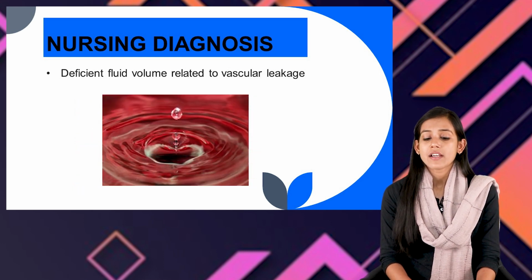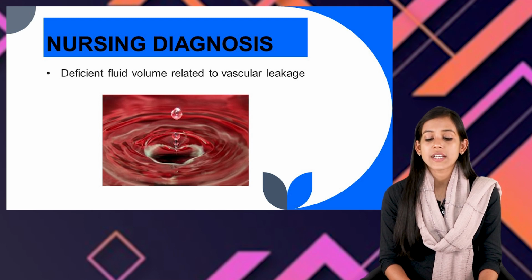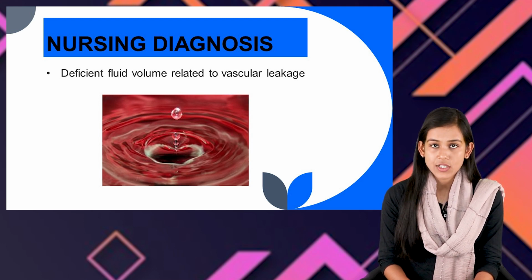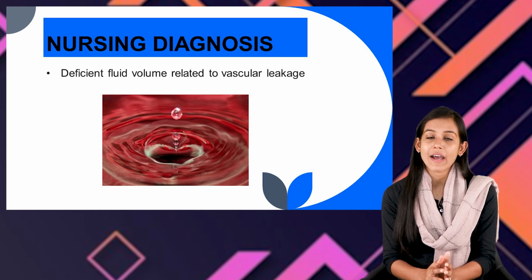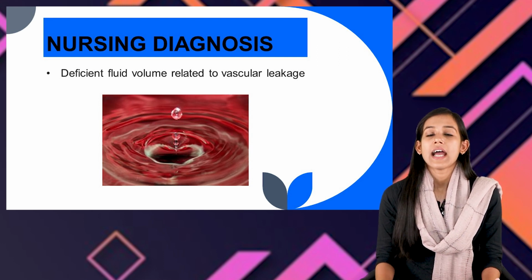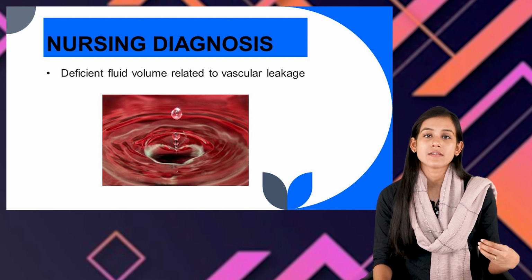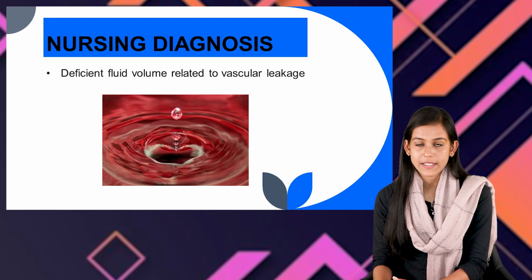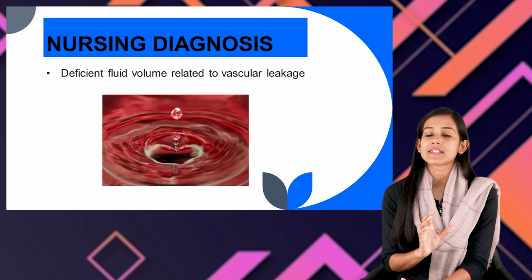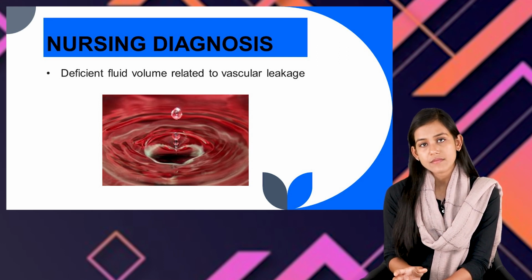Again, next could be deficient fluid volume related to vascular leakage, right? So we know that there would be vascular leakage, there would be massive plasma leakage, and that would lead to shock, and eventually that would cause certain organ impairment, right? And this is what is called dengue shock syndrome, right?